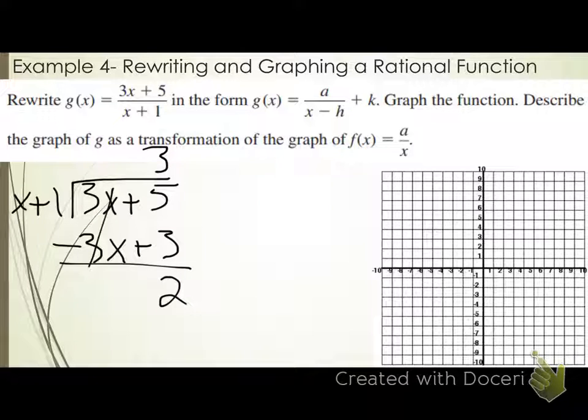So I've got a remainder here. You guys remember what we would do with our remainders? Yeah. So I'd get 3 plus 2 over x plus 1. You guys remember doing that? Put your remainder over your divisor. Everyone see that? Is this now of the form a over x minus h plus k? No. Wait, yes. Yeah, I can just switch these two terms.